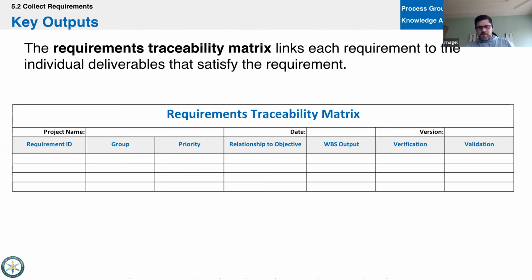Hey, CJ, on that traceability matrix, can you explain the difference between how PMI defines verification versus validation? I think verification is QC. We test and inspect. Yep, it meets its requirements. And in validation, the customer says, yeah, I get it.